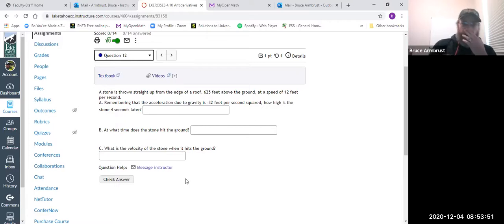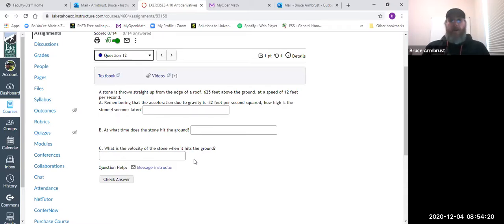All right, so this one says a stone is thrown straight up from the edge of a roof, 625 feet above the ground, at a speed of 12 feet per second. Remembering that the acceleration due to gravity is negative 32 feet per second squared, how high is the stone 4 seconds later? At what time does the stone hit the ground? And what is the velocity of the stone when it hits the ground?